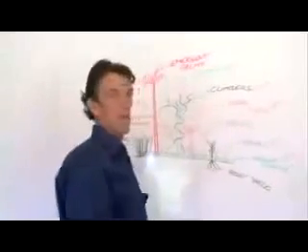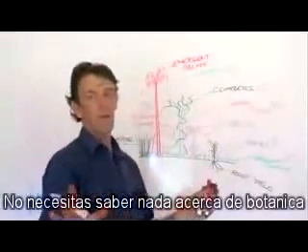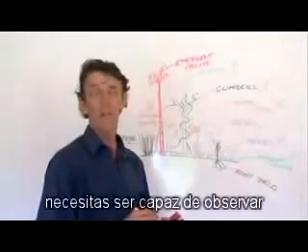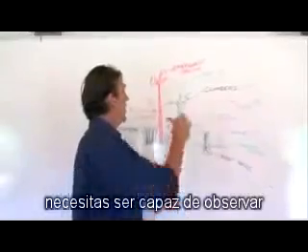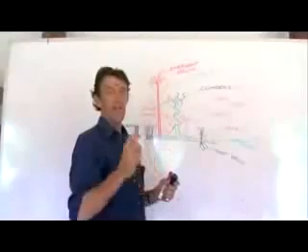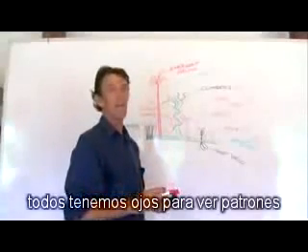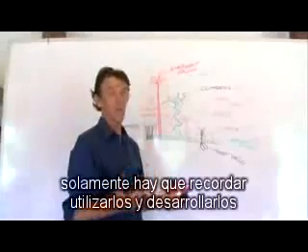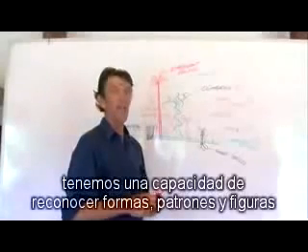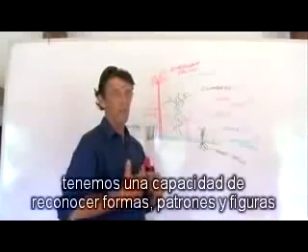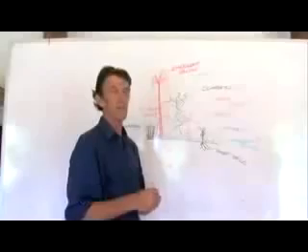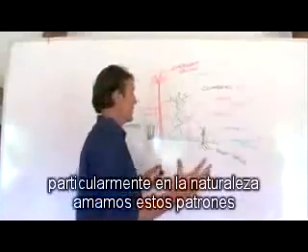You don't need to know anything about botany. You don't really need to know anything about ecology. You just need to be able to observe layers with your pattern eye. And everybody has a pattern eye. You just need to be told to use it and discover it. It's an inherent function that we have to be able to recognise form and pattern and shapes, particularly in nature, because we love those patterns.